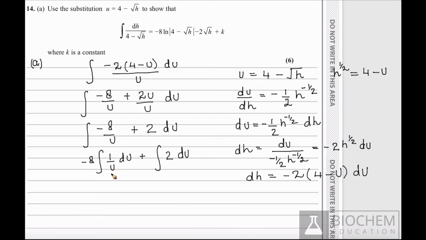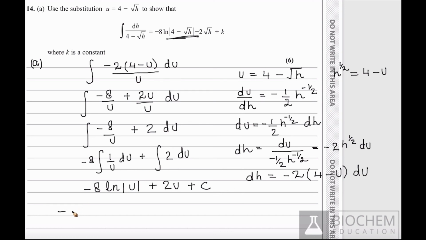Integrating 1 over u is ln u. So we can write this as negative 8 ln u plus 2u plus c. Now we will convert all the u terms back into h terms in order to give our final answer as written over here. So u we already know is 4 minus square root of h. Now we will substitute this instead of u.